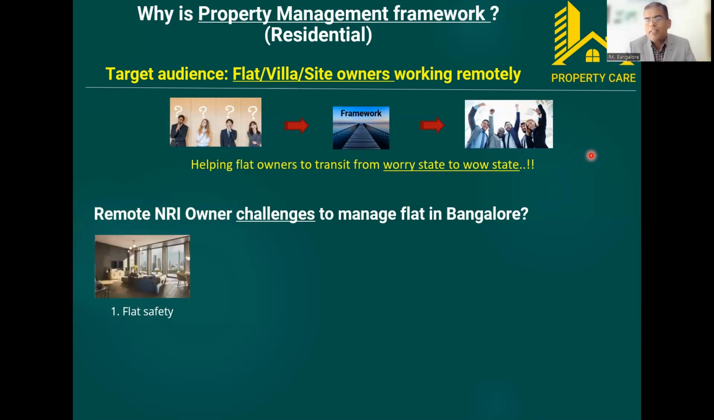So the first one is flat safety. Flat safety is something like they have inventory, which I discussed earlier. They keep a lot of valuable things, and we have to maintain the inventory. So you can't just give the key to someone and go away abroad. Or simply locking, which a few customers do, but that is not an effective solution.